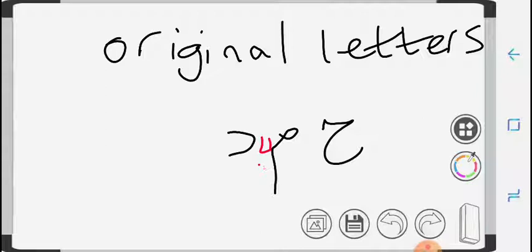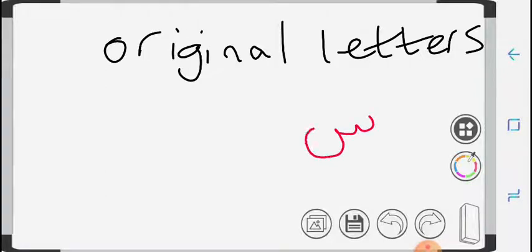Okay, so what I'm trying to indicate is that you'll always have an original 3-letter root system. There can be 4 root letters, but typically, let's say 90% of the time, you'll have 3 root letters. Now, in this instance, I'm going to look at the 3 letters in this ayah: sin, ba, and ha. Now, as a word, if I join that together, I would have sabaha.